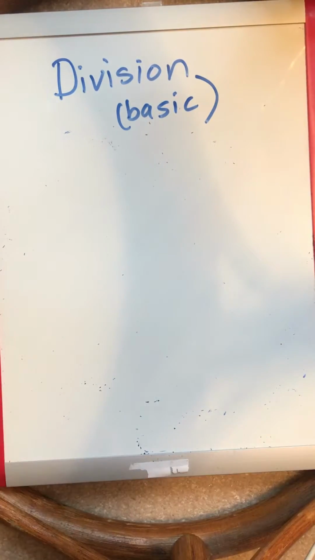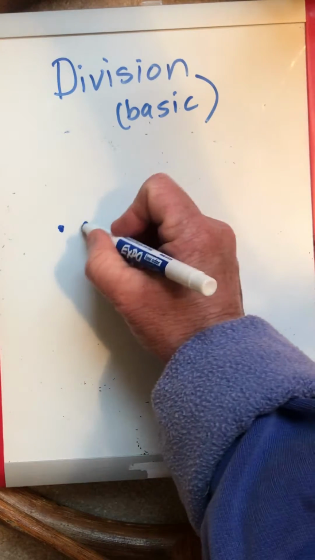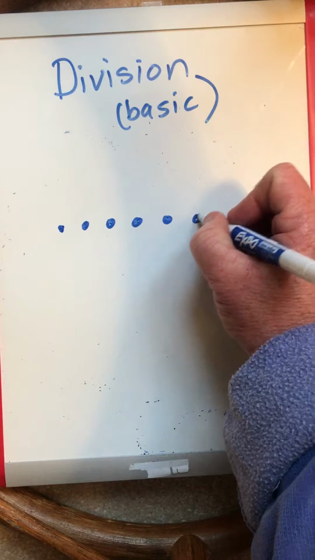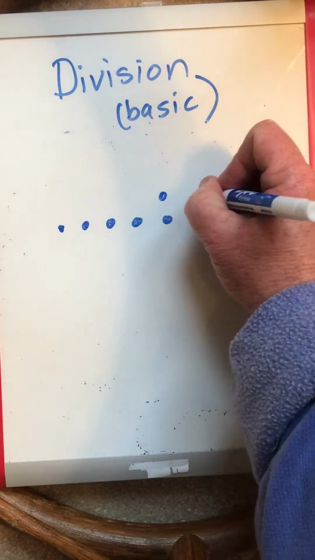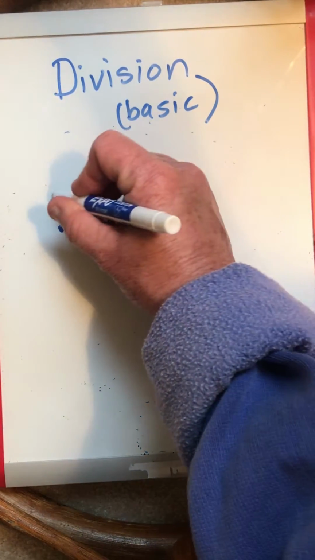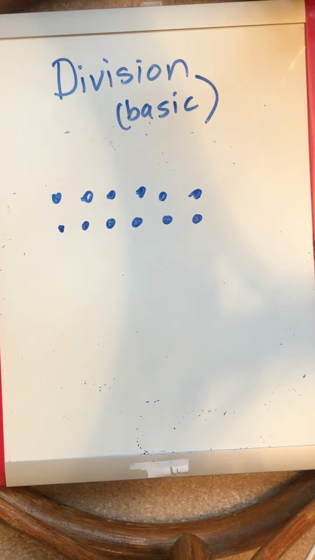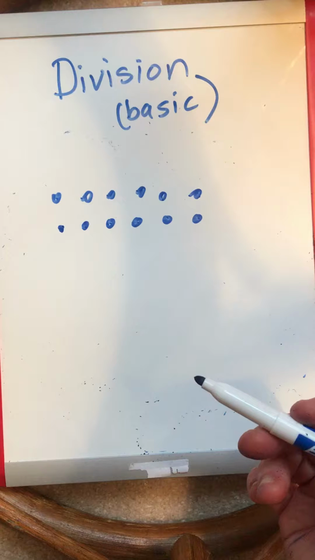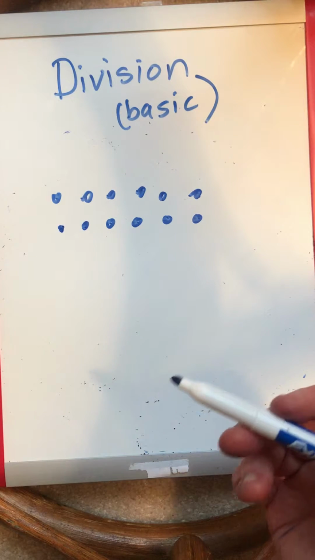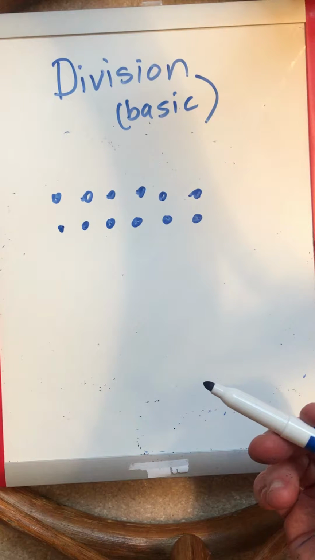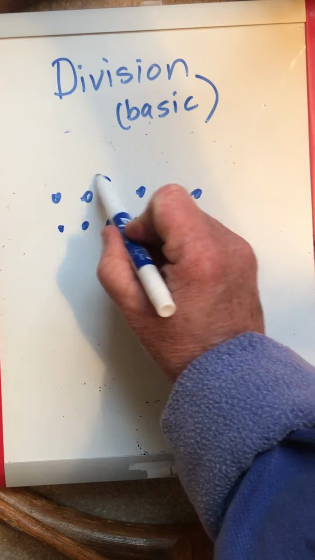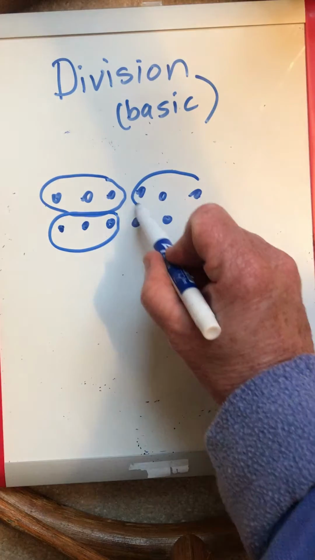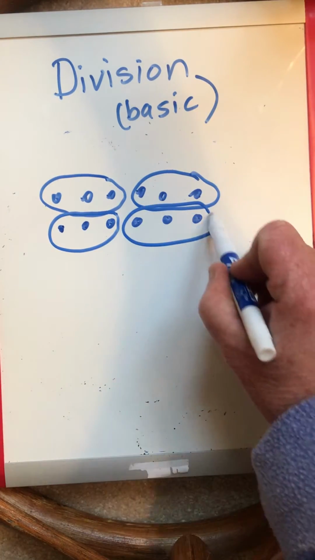Just one more example. So I have a total of 12 dots. I want to divide them into four groups. So I'm going to put these 3 in a group, these 3 in a group, these 3 in a group, and these 3 in a group.